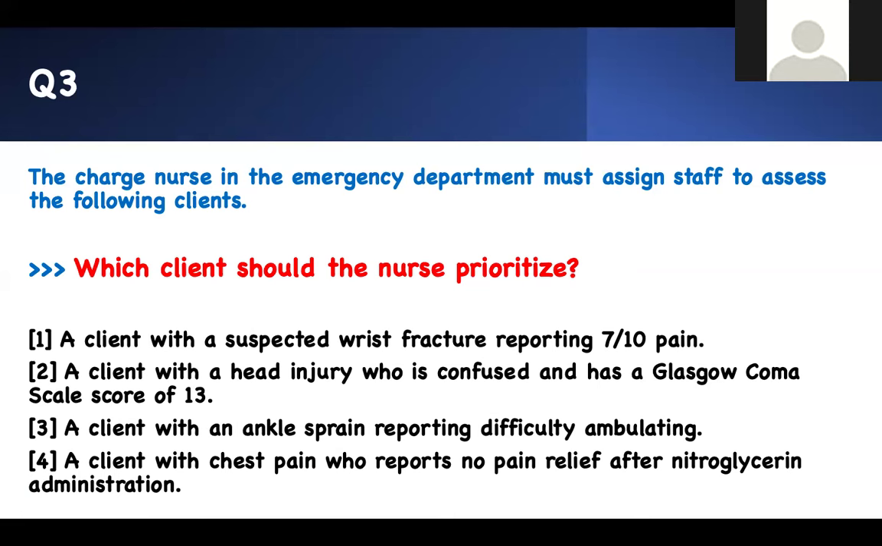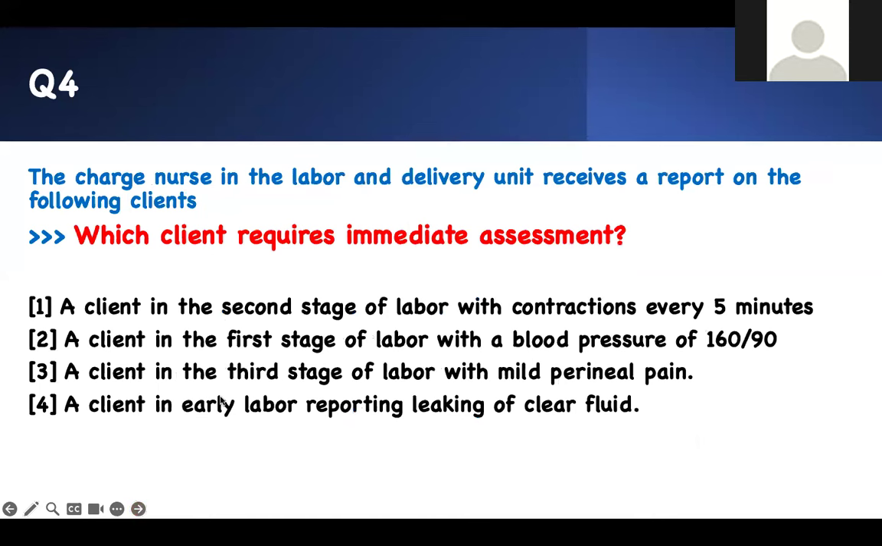Therefore, I will take it over the one who is confused with a GCS of 13. But number 4 is having acute coronary syndrome. We need to see number 4 first, before number 2. Which client requires immediate assessment?